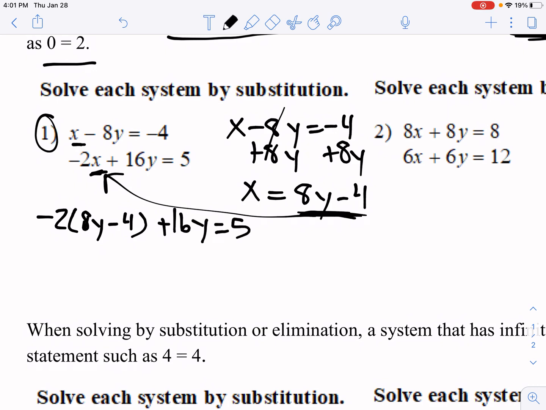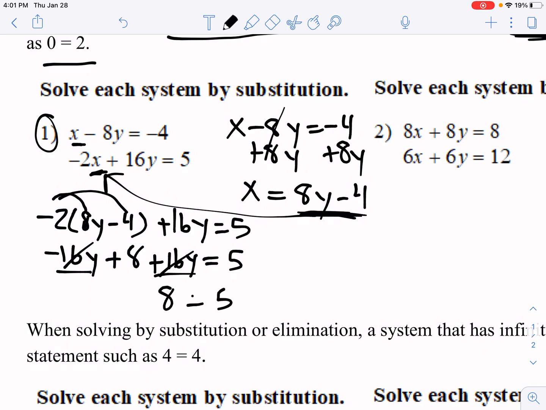Now, applying the distributive property, we have a negative 2 times 8 is a negative 16y. Then we have a negative 2 times 4, negative and a negative make it positive. 2 times 4 is 8, plus 16y equals 5. Well, notice we have a negative 16y and a positive 16y. If we combine like terms on the same side, those guys would cancel out. They're essentially 0, right? And we don't have to write 0. They essentially just cancel each other out, and we're left with 8 equals 5.